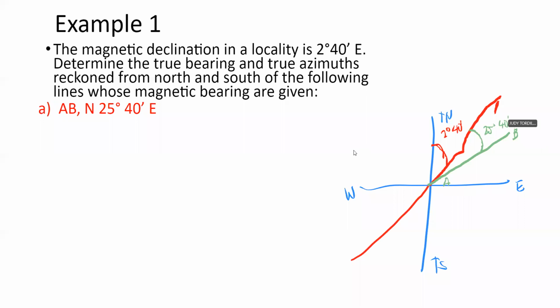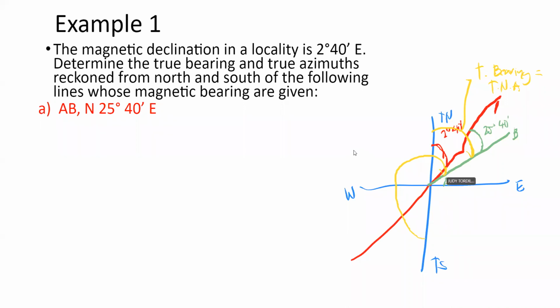So para makuha yung pinapakuha na true bearing, pag true bearing, simula ka rin sa true north. Measure mo tong angle na to, that will be your true bearing, which is nagkataon na equal rin siya sa true north azimuth natin. Di ba? And then naman, yung true azimuth from south, i-measure natin from south papunta sa line AB, which is this angle.